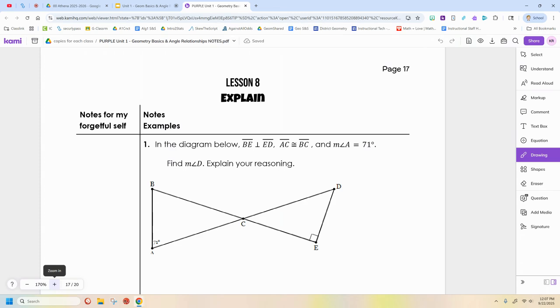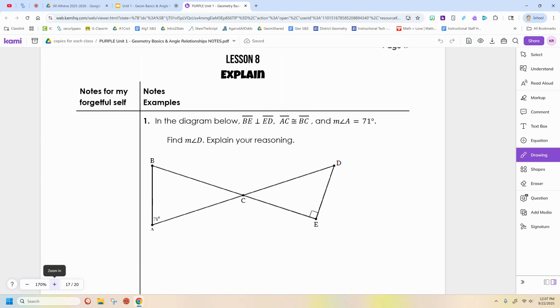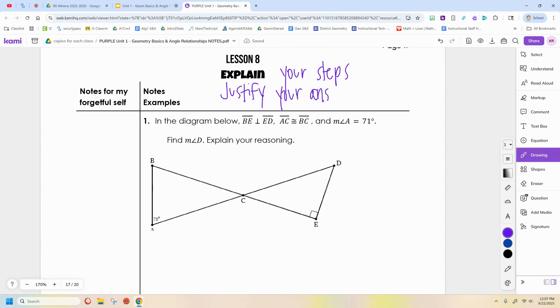All right, so basically today's lesson is doing angle puzzles and justifying your work. The word explain means explain your steps. Justify your answer. And you're doing that not only with your arithmetic, but the reason for your arithmetic.